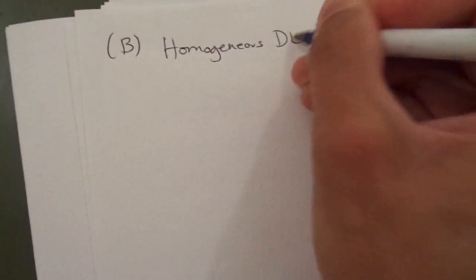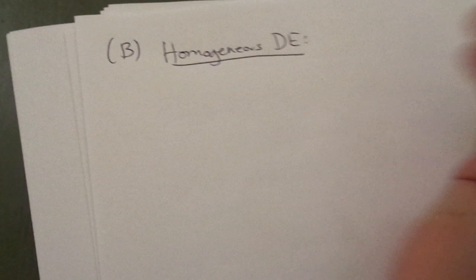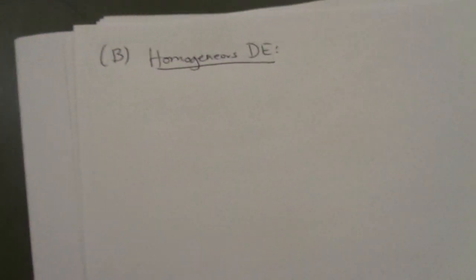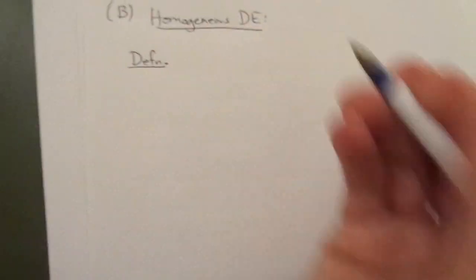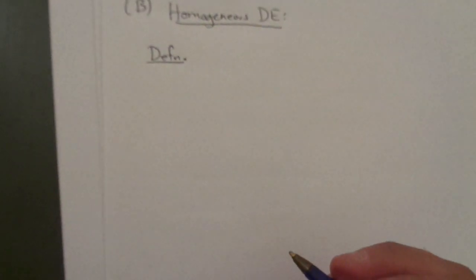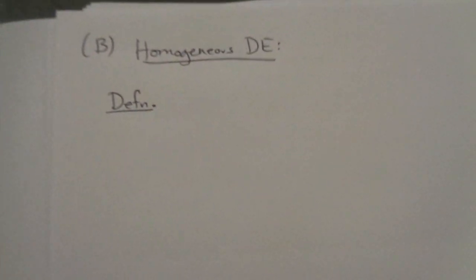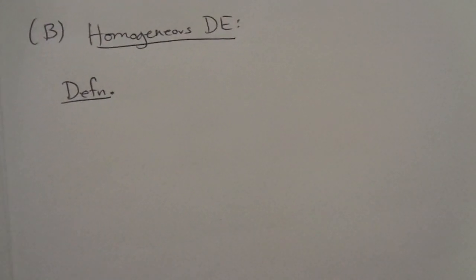I'm going to go to a new page here, and I want to show you one other example of how changes of variables can be used, and it's called homogeneous differential equations. Okay? So a homogeneous differential equation, this is just to give you another example of how to use a change of variables on a different kind of differential equation.